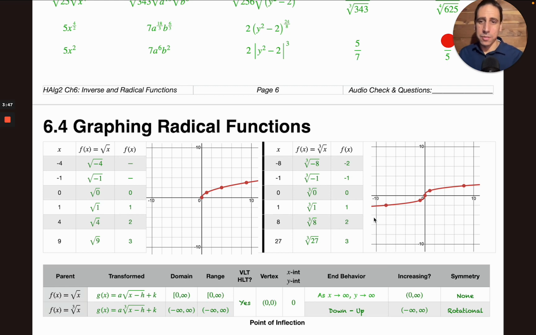The cube root is going to be different. There's no lowest x value, there's no highest x value, so the domain is from negative infinity to infinity.